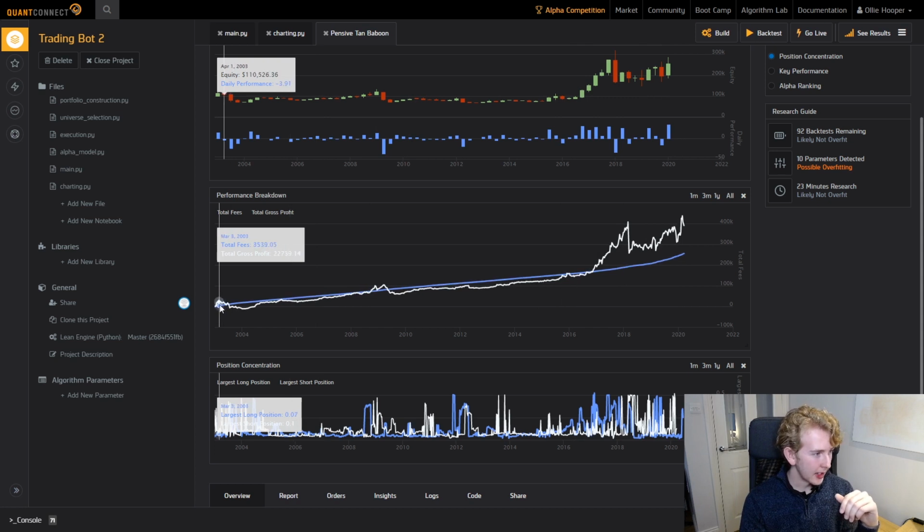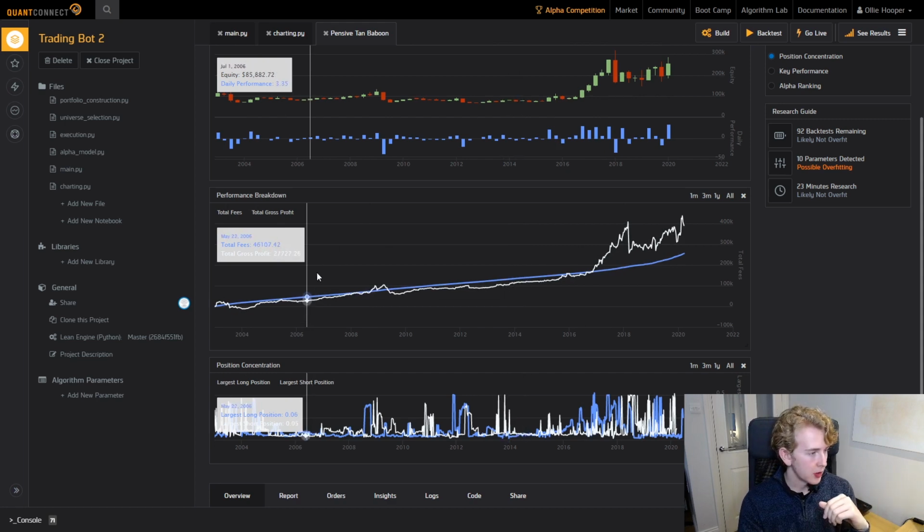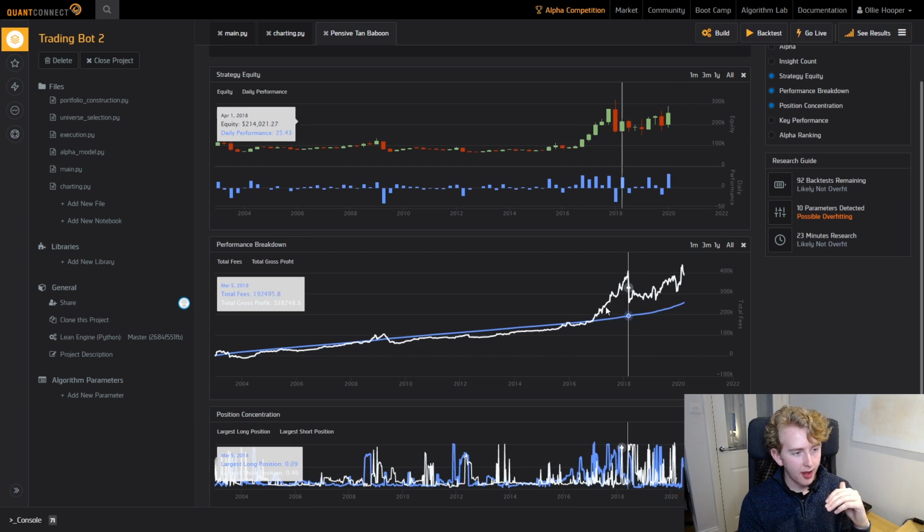We want to be minimizing fees so that we can actually keep this total gross profit performance above our initial value. And also this latter part here from 2016 is also, I'd call it worrying. Actually, no, I wouldn't call it worrying. I'd just call it something to investigate, especially this drop here.